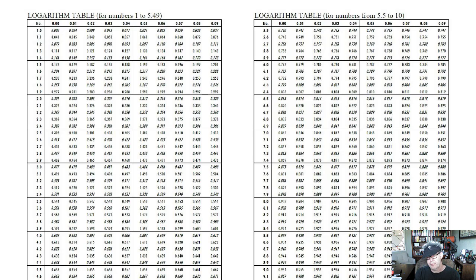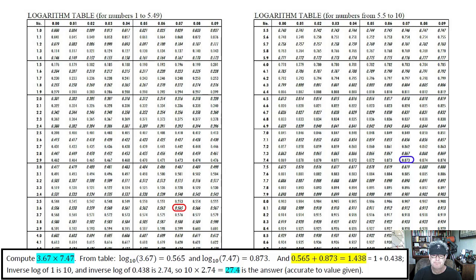You separate the integer part and the fractional part. So I'm going to do 3.67 times 7.47. If I look at the log of 3.67, that's 0.565. The log of 7.47, well, that's 0.873. If I add them up, I will get 1.438. So I have 1 plus 0.438. And you inverse log those answers, and then you can multiply them.